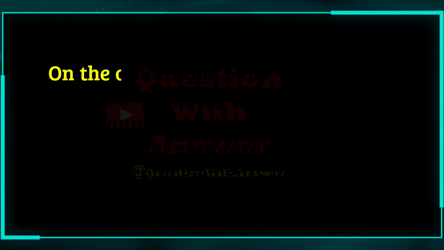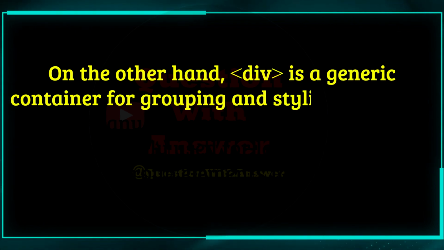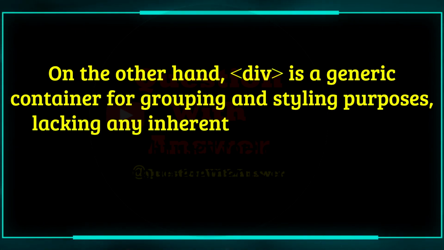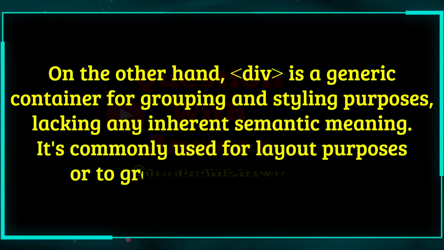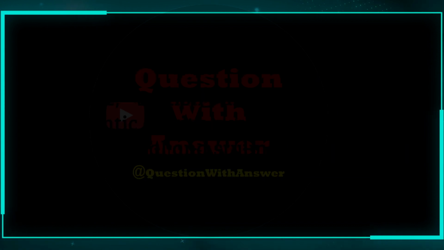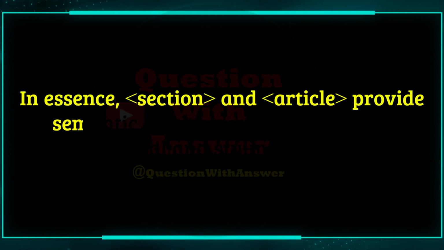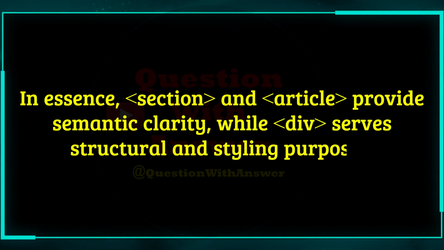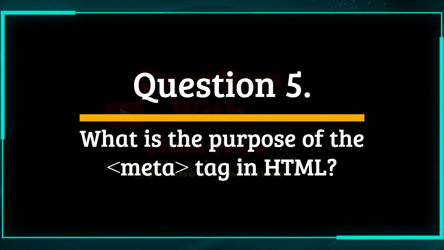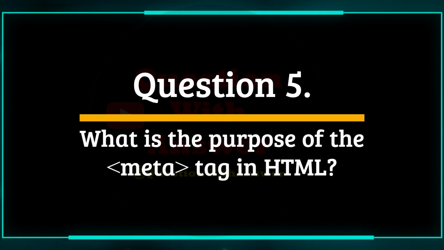On the other hand, div is a generic container for grouping and styling purposes, lacking any inherent semantic meaning. It's commonly used for layout purposes or to group elements for styling. In essence, section and article provide semantic clarity, while the div serves structural and styling purposes. Question 5. What is the purpose of the meta tag in HTML?